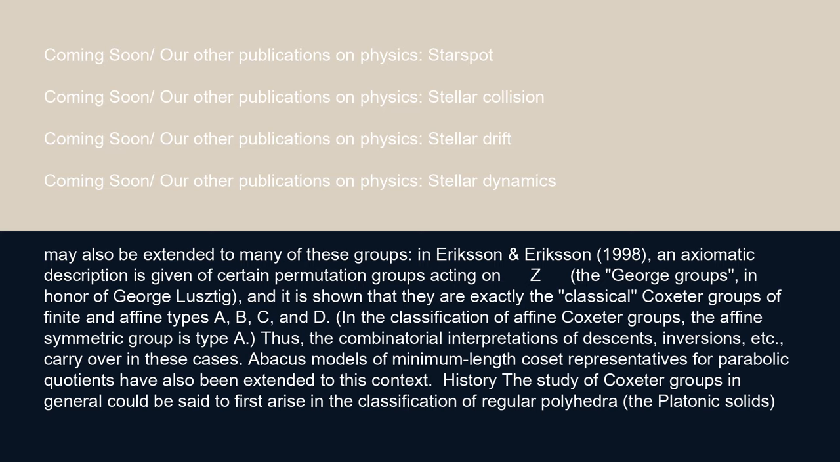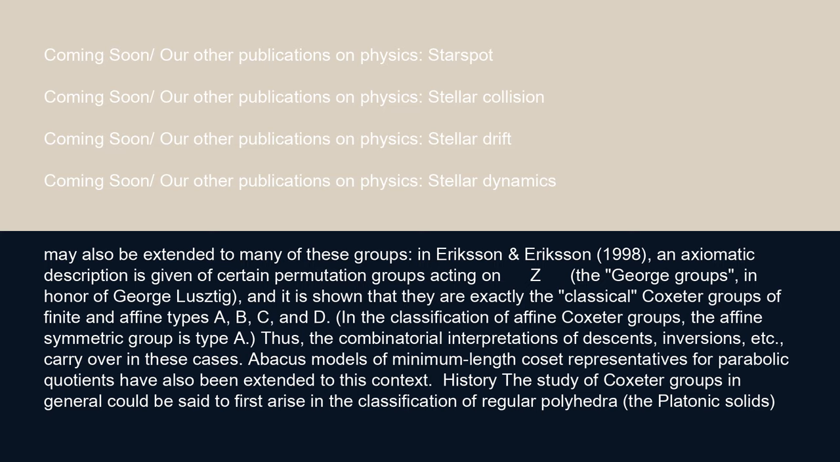In Eriksson and Eriksson, 1998, an axiomatic description is given of certain permutation groups acting on Z, the George groups, in honor of George Lusztig, and it is shown that they are exactly the classical Coxeter groups of finite and affine types A, B, C, and D. In the classification of affine Coxeter groups, the affine symmetric group is type A. Thus, the combinatorial interpretations of descents, inversions, etc. carry over in these cases. Abacus models of minimum length coset representatives for parabolic quotients have also been extended to this context.